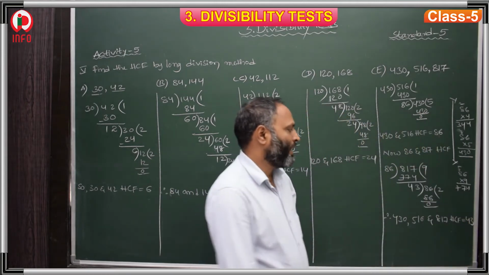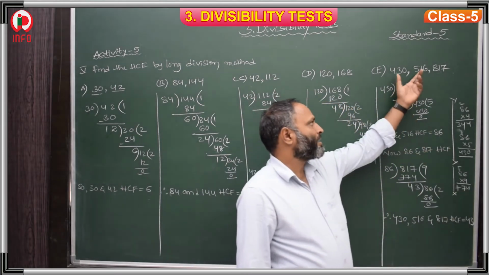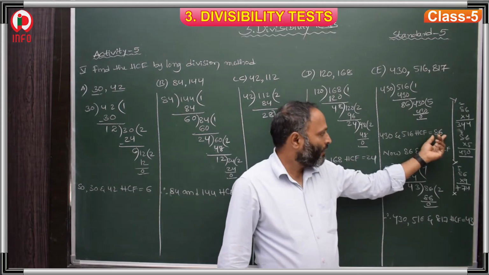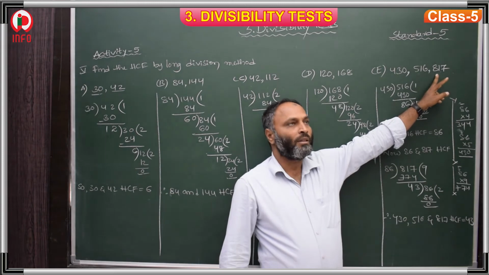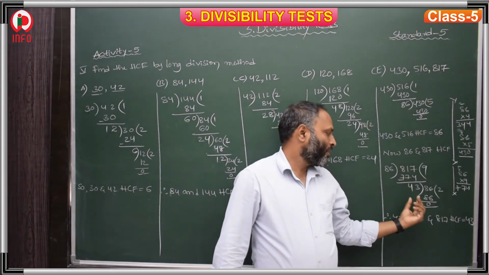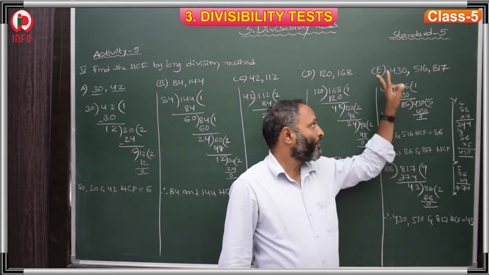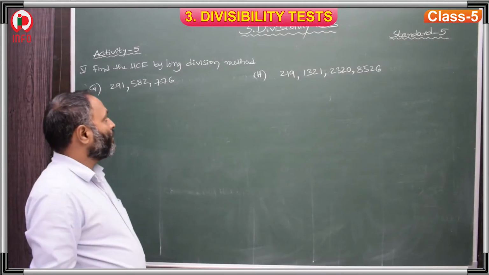In this way we have to find HCF. When 3 numbers are given, first we have to find the HCF of the starting 2 numbers. Whatever HCF we get, with that number again we have to find the HCF of the third number. That is the HCF of all the 3 numbers. Now 2 more questions.